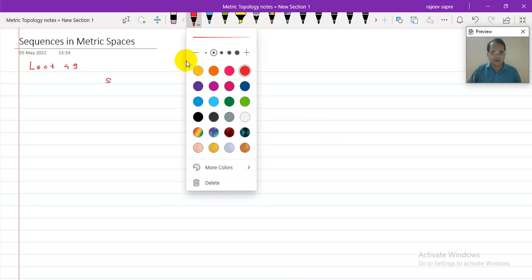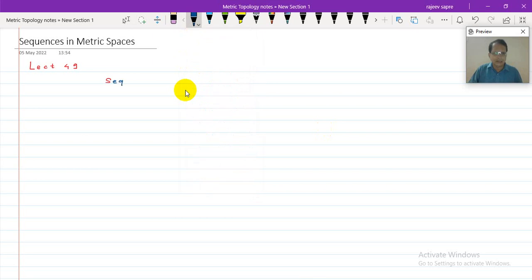I will use black ink for this, or this other color I will use. So we know what is meant by a sequence being convergent. This we know, right? What is meant by a sequence being convergent? Whenever you take a metric space (X, d), and suppose xn is a sequence in X. Basically, what is a sequence? That also I have told you. A sequence is any function from the set of natural numbers to this metric space (X, d). And the method of denoting the set is that you enclose the nth term in the bracket. So xn is a sequence in X.